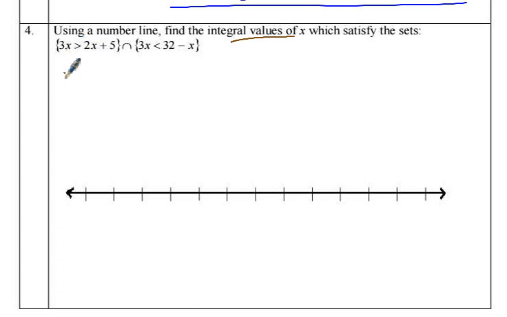When we take this to this side, we have 3x minus 2x is greater than 5, so x is greater than 5. That is the part, the other side.